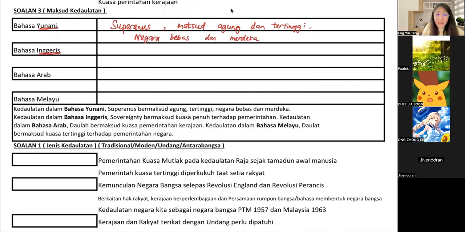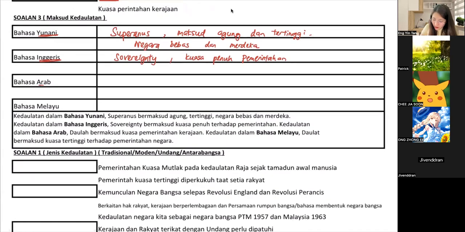Bebas dan merdeka. So this is Yunani. How about English, guys? English. Yunani is superanus, N-U-S. How about the English? English is sovereignty. See? Sovereignty means what? Kuasa penuh pemerintah. They have the power to rule the kingdom. Can follow?